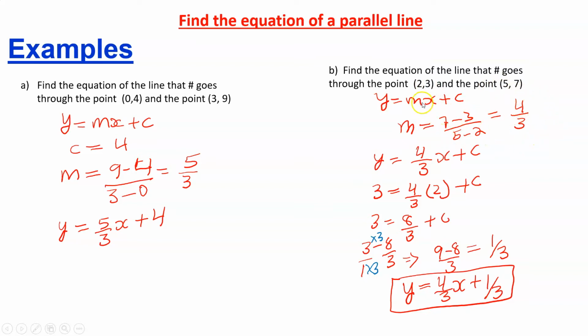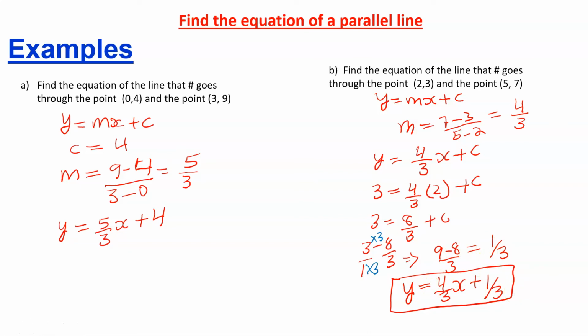Now substitute this with m, so 4/3 x plus c. Now c is missing, but we can use one of the 2 points to find our c. We have chosen this one, 2 and 3, so y is 3, fill it there, and x is 2. Yeah, 4 times 2 is 8 divided by 3. Take to the other side and change the sign, minus 8 over 3. Make the denominators the same by times 3 there. So you end up with 9 minus 8 divided by 3 equals 1/3. And finally you fill it in. Okay, that's all about it.